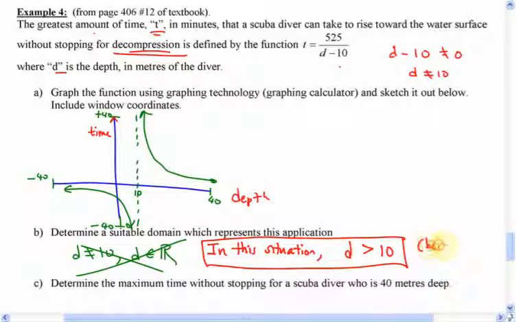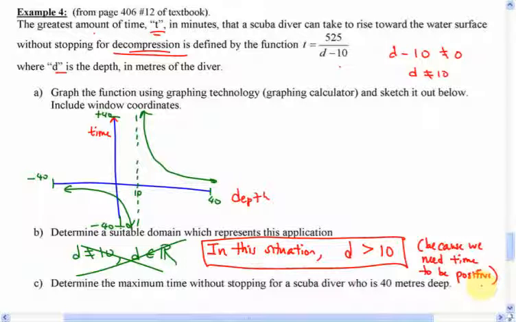And I'll say because we need time to be positive. Good. So once again, I want to reiterate. The expression in green here, d does not equal 10, d is all real numbers. That is correct if we just look at the graph. But because we've got context to it, we need to say this domain is a little bit different. It's only when d is greater than 10. That makes sense.